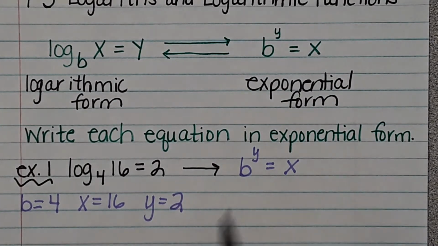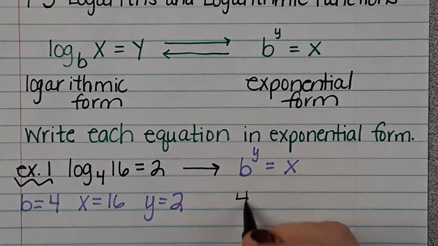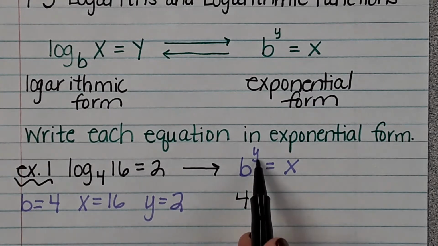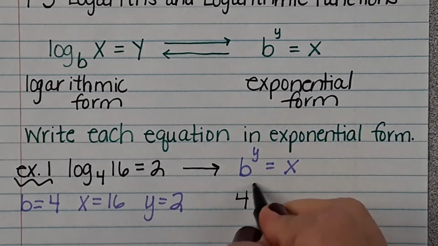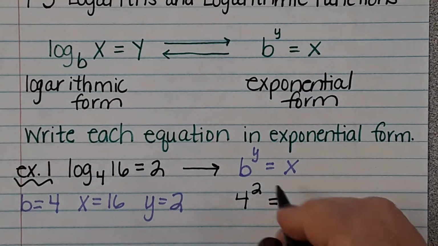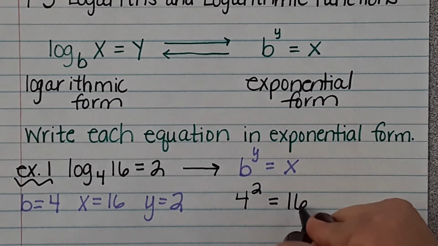So, our b is 4. So, wherever we see b, we're going to write 4. Wherever we see y, we're going to write the 2. And then wherever we see x, we're going to write 16. Oh, sorry.